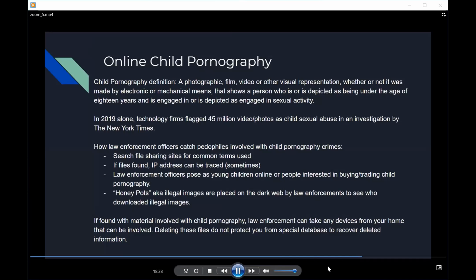They search file sharing sites for common terms used. If files are found, the IP address can sometimes be traced. Law enforcement officers pose as young children online or as people interested in buying or trading child pornography. Honeypots, aka illegal images, are placed on the dark web by law enforcement to see who downloads illegal images. If found with material involved with child pornography, law enforcement can take any devices from your home that can be involved. Deleting these files does not protect you, as special databases can recover deleted information.